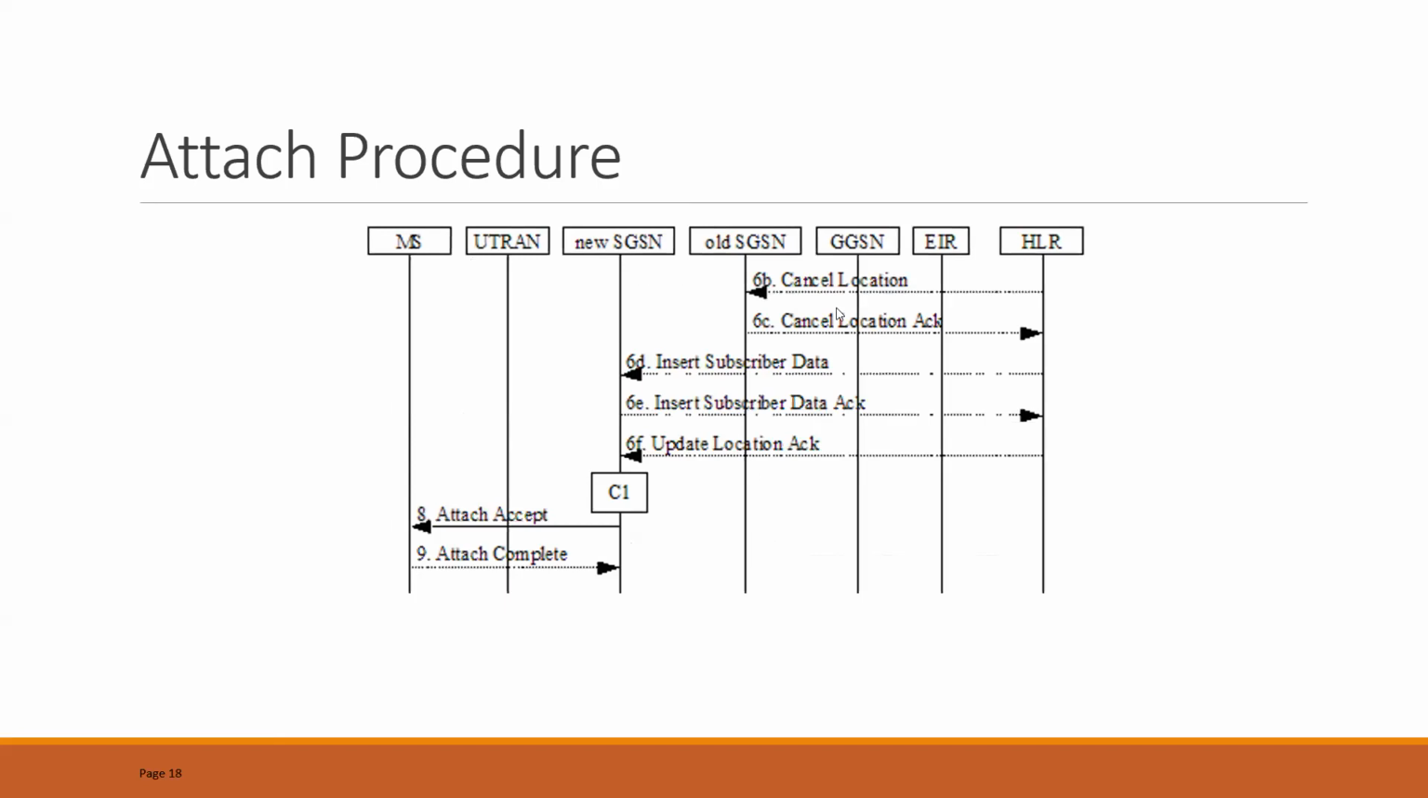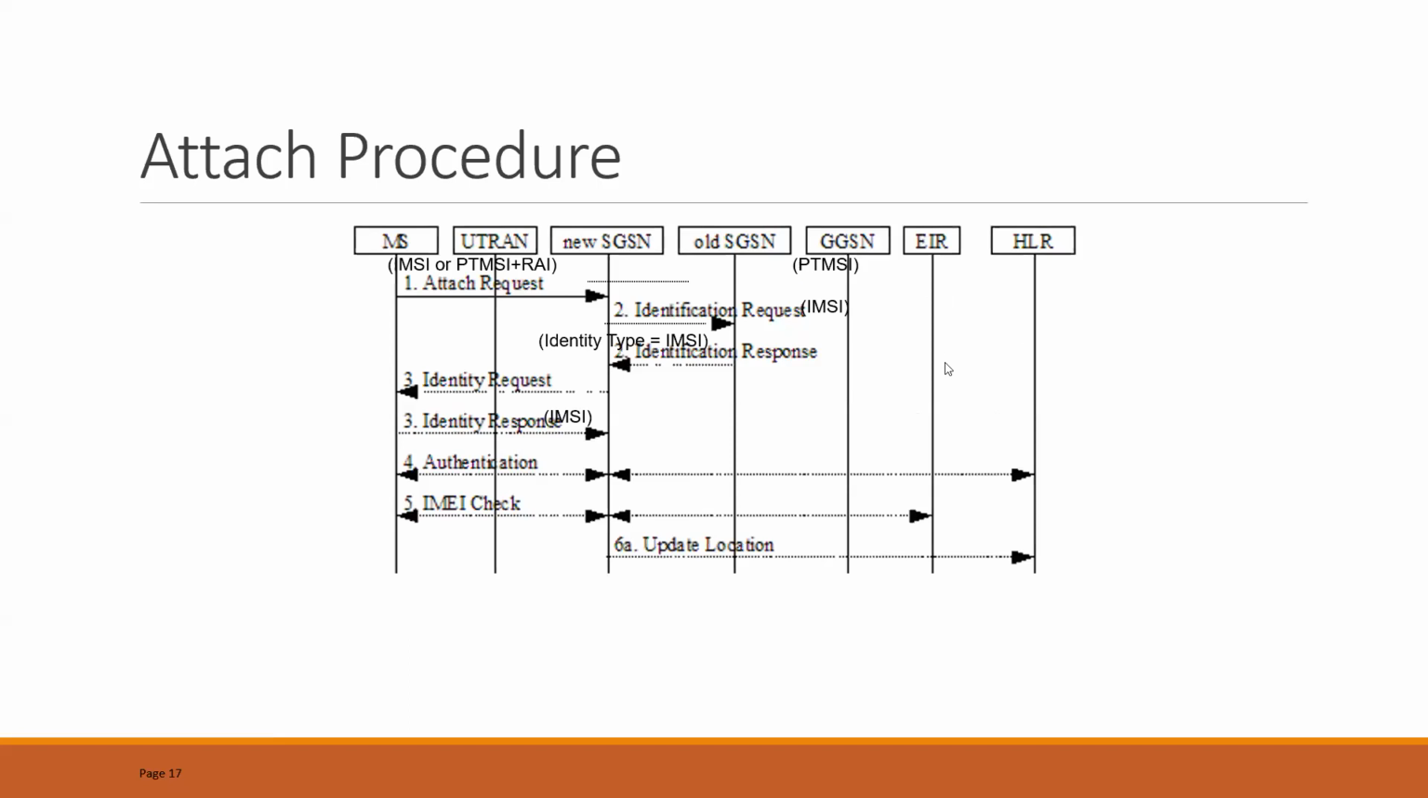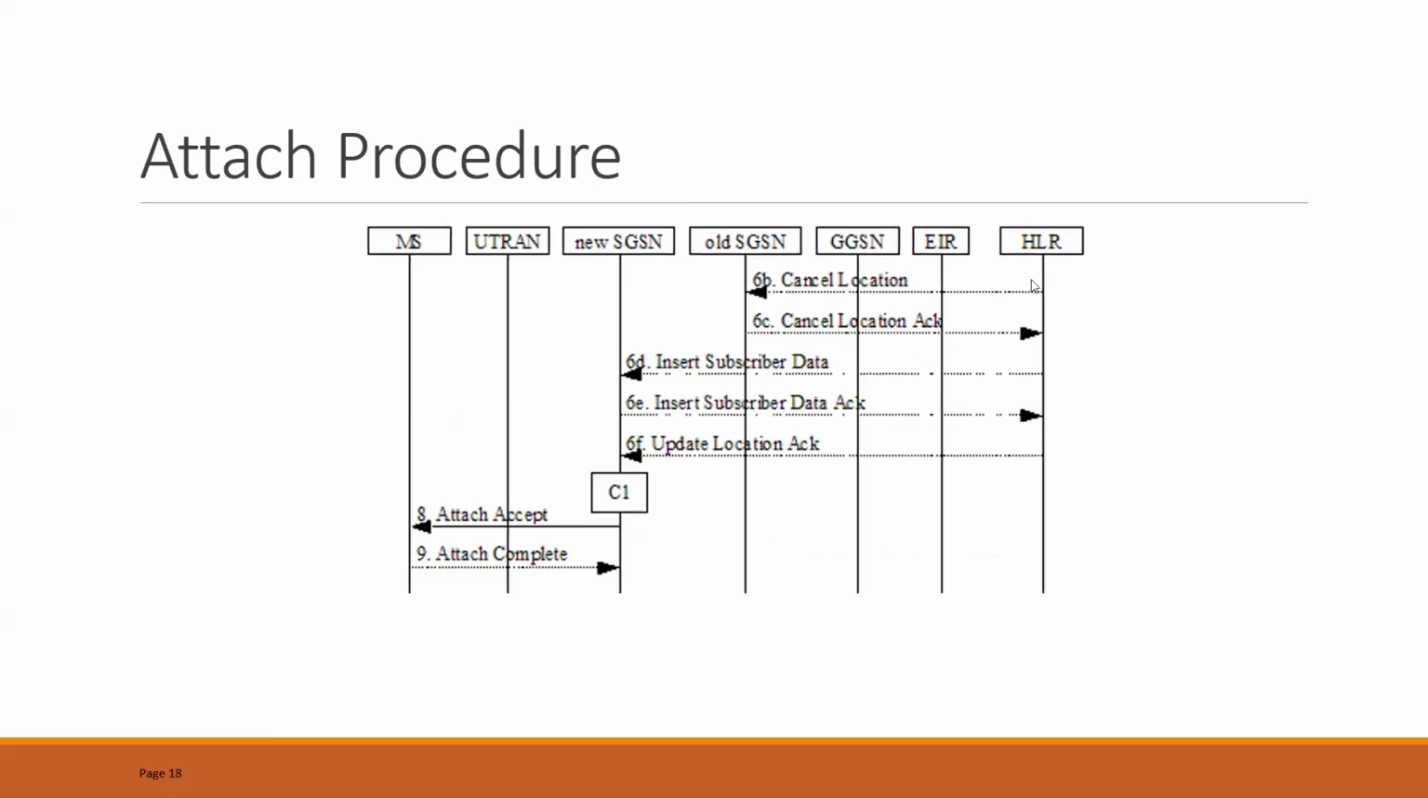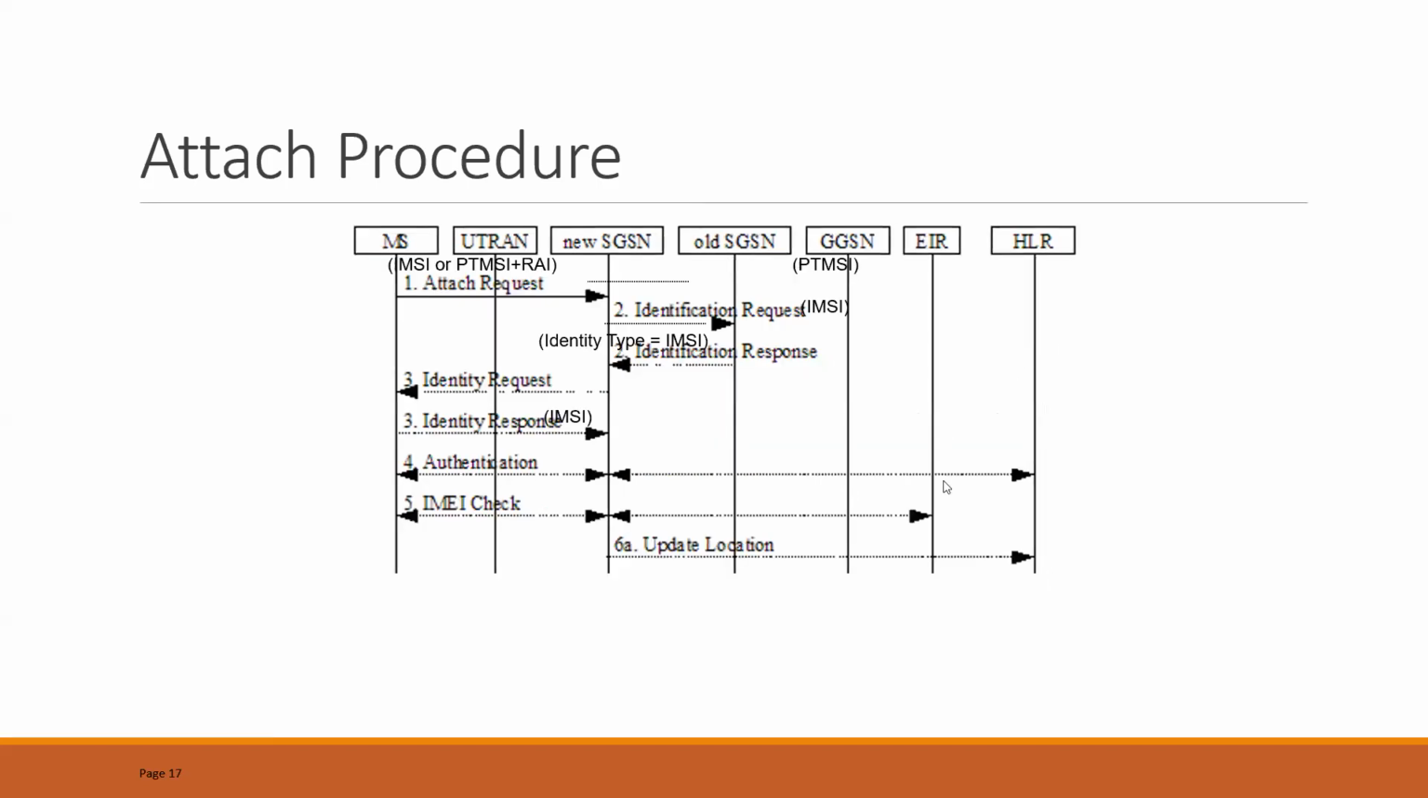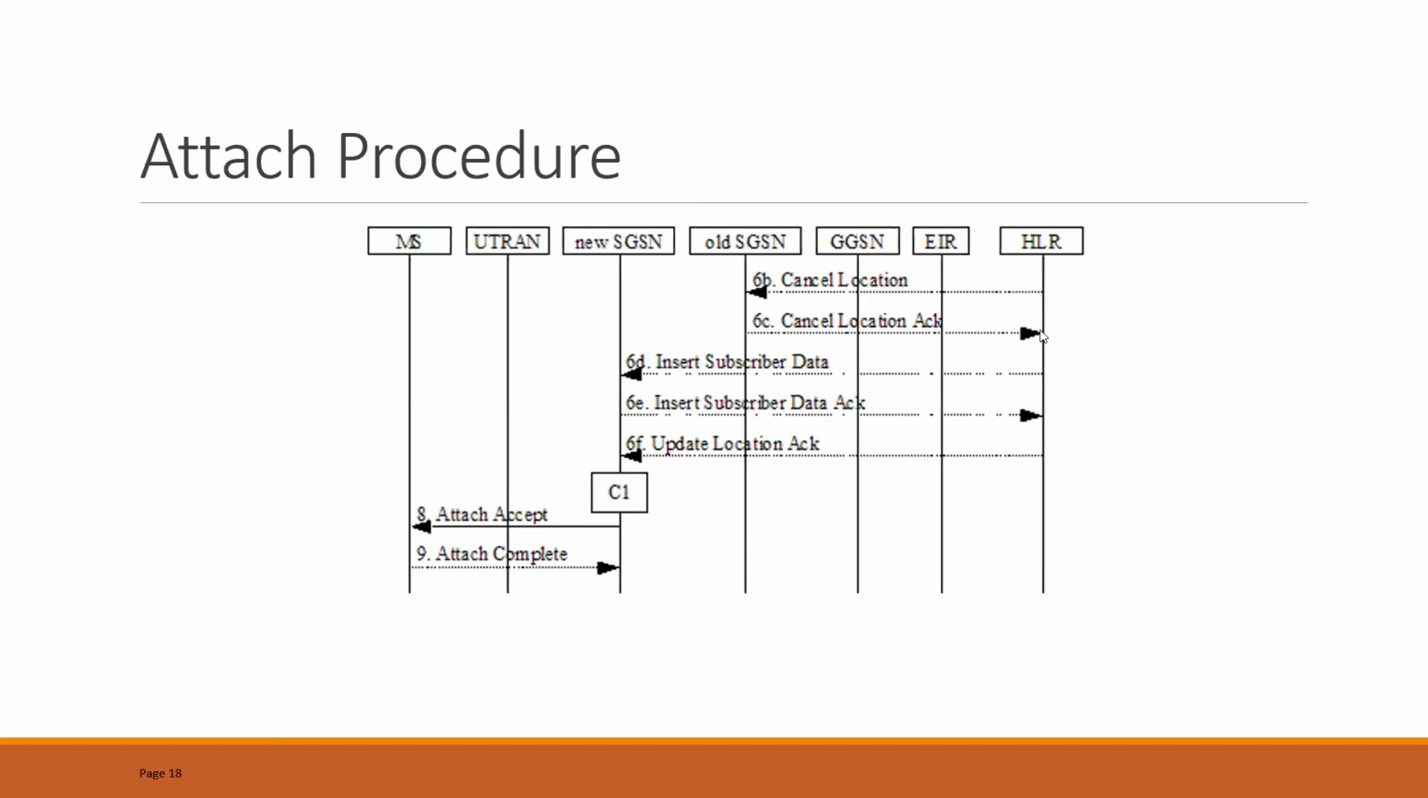In response to this, 6B and 6C is something that is optional. In case the HLR has the old SGSN ID configured in it, because you were previously attached to another SGSN, the HLR will send a cancel location to the old SGSN. And based on this, the old SGSN will remove all the context information and all the authentication information that is stored in it. And it will inform the HLR that, okay, I have cancelled the location, and then the HLR will update the new SGSN location in its profile.